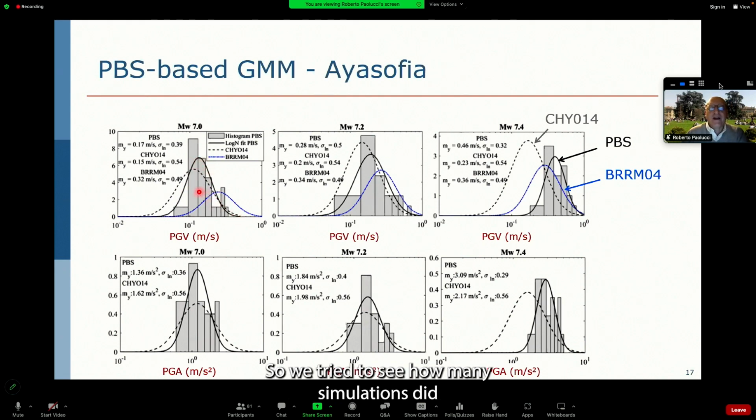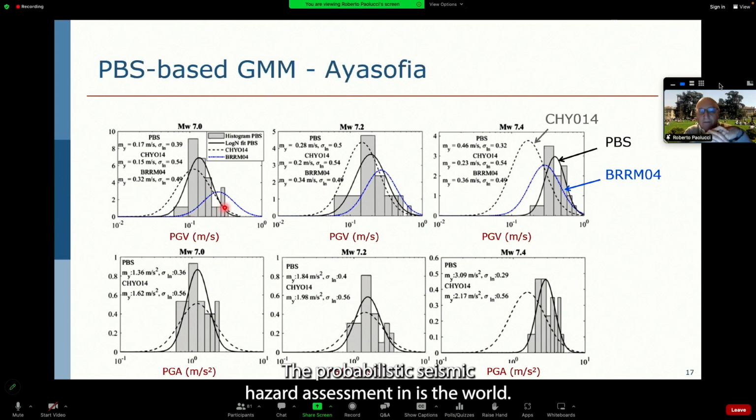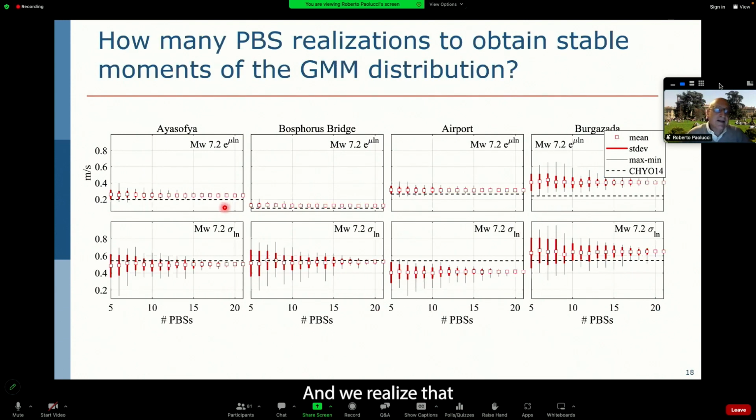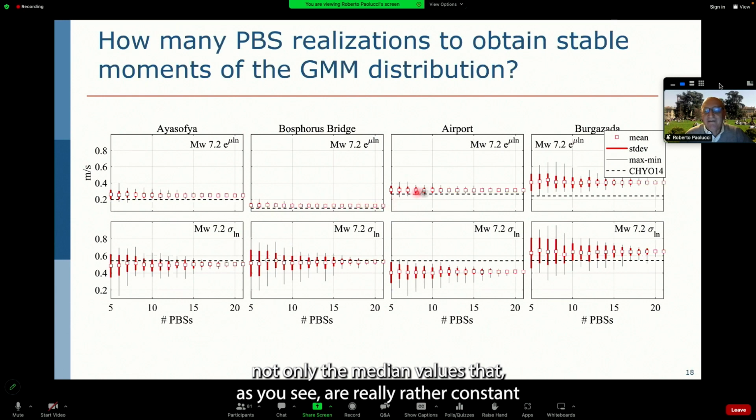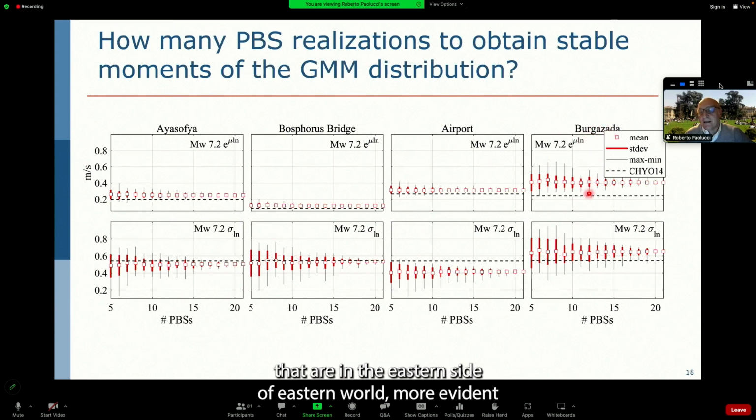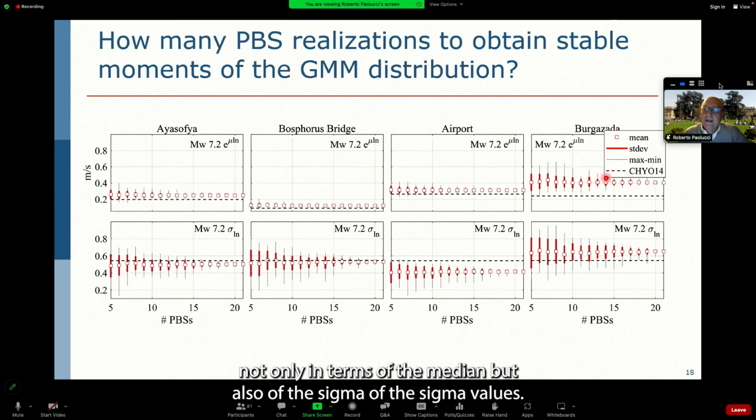So we tried to see how many simulations we needed in order to have stationary values for such moments, because in that case we could actually say, okay, this is a stable result and we can use it for the area specific physics-based probabilistic seismic hazard assessment in Istanbul. And we realized that about 10 to 15 simulations are actually sufficient to have not only the median values that, as you see, are rather constant, with some variability where the forward directivity in Burgazada in the eastern side of Istanbul is more evident, not only in terms of the median, but also of the sigma values.